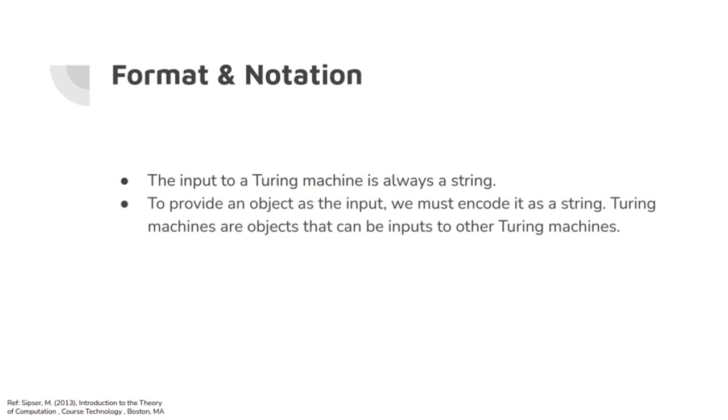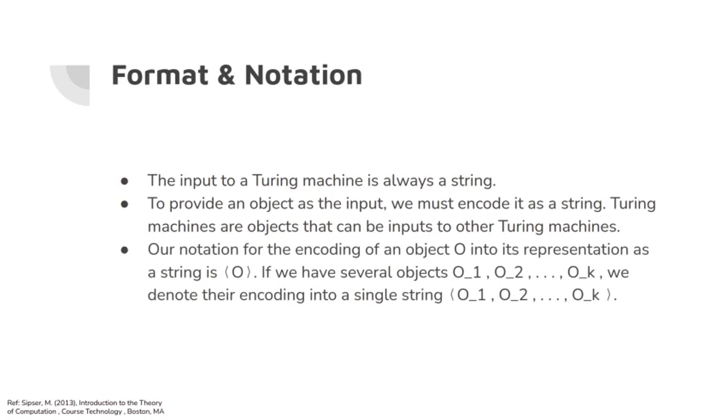So before we see a formal definition of this, I'd like to go over a little bit of format and notation for Turing machines. The input to a Turing machine is always a string. However, Turing machines themselves are not strings, and that is a part of the input to a universal Turing machine. So to provide a Turing machine as the input, we must encode it as a string. Because Turing machines are objects in and of themselves, they can be inputs to other Turing machines. We just need to encode it as a string.